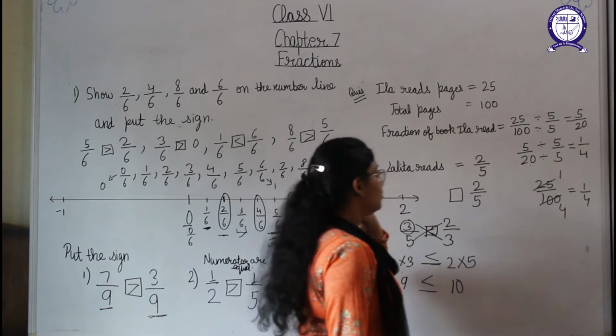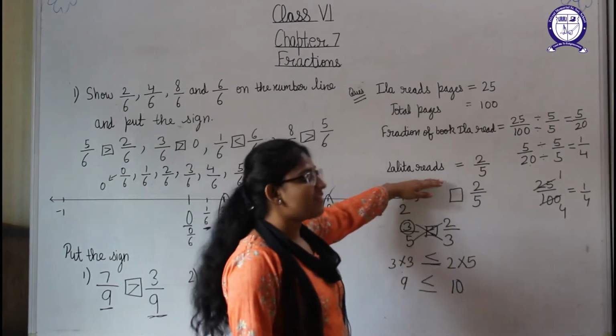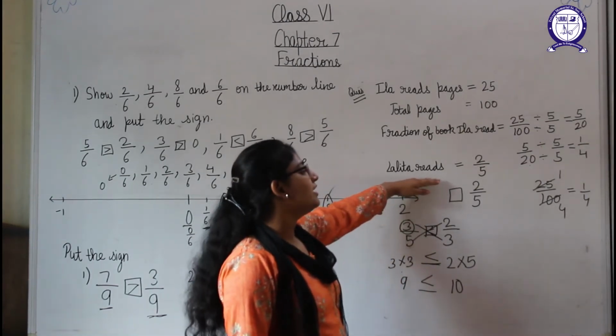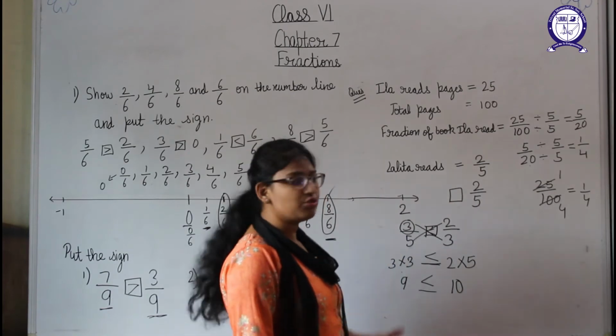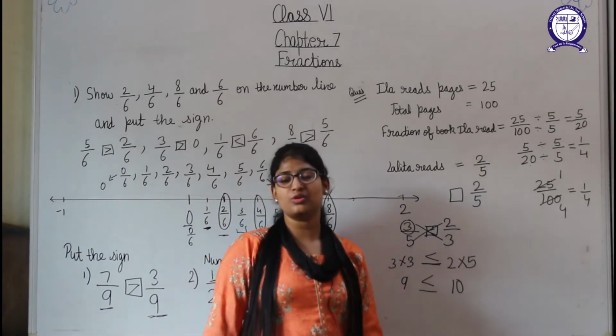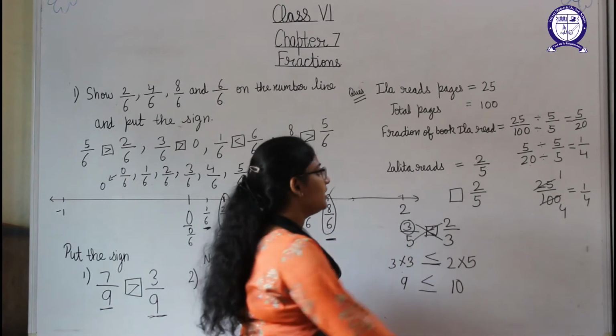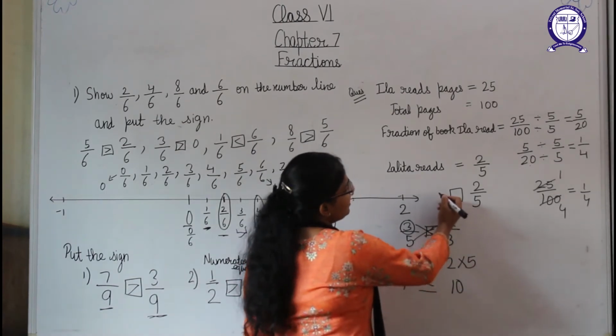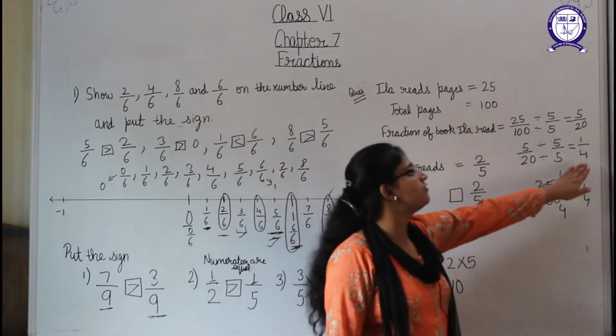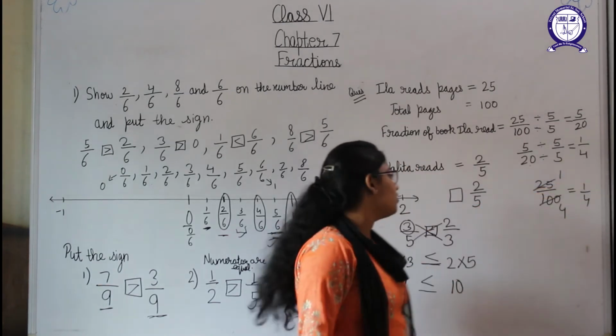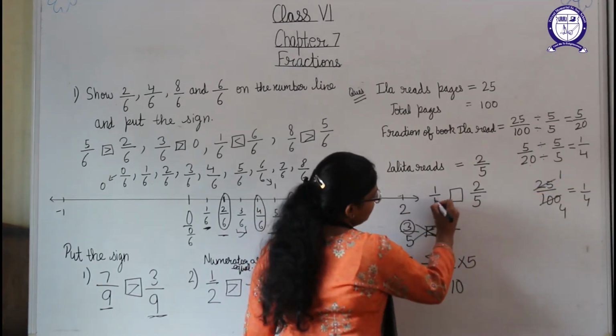Okay, so Lalita reads 2 by 5 of the book. Okay, now what we have to do, we have to compare them so that we can tell who reads less. Okay, so we will put the fraction of Ela here. What is the fraction of Ela? 1 by 4. So I am putting 1 by 4 here.